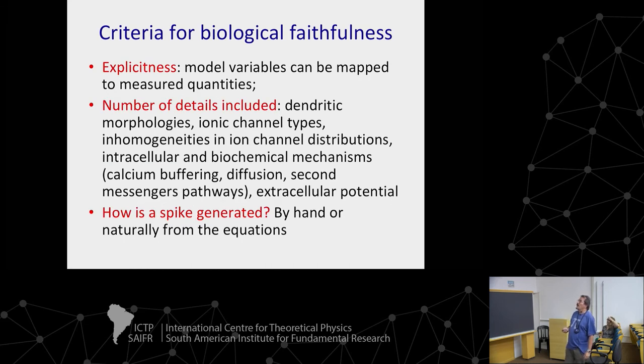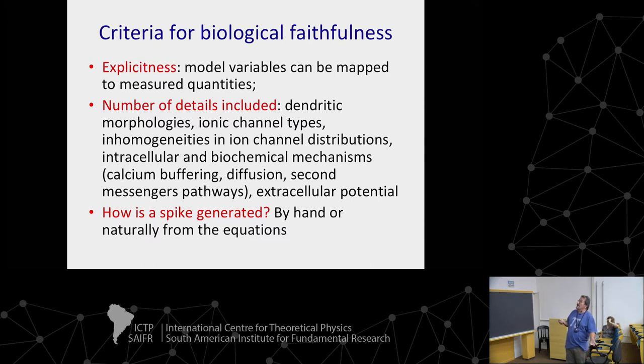So what are the criteria for biological faithfulness? There are lots of them, so it's even a difficult question to pose. But anyway, explicitness would be one of these. The model variables can be mapped to measured quantities. The voltage, for example, is an explicit quantity. You have a voltage in your model, and you can measure the corresponding voltage in the cell. You have a capacitance in your model. You can measure the membrane capacitance, resistance, and so on. But you can have a model with some parameters which are not directly mapped into variables measured by biologists. In that case, you have abstract models.